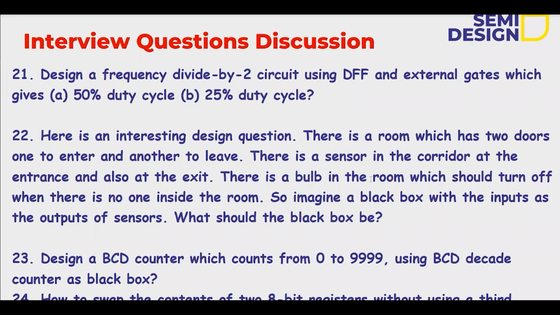Suppose you imagine a black box as a room. There will be two doors, one to enter and one to leave. And there is a sensor at the corridor, at the entrance, and also at the exit. And there will be a bulb in the room which should turn off when there is no one in the room. That room is nothing but the black box. So black box with the input and output sensors. Based on sensors only, the light will be off and light will be on, right? So what is that black box?